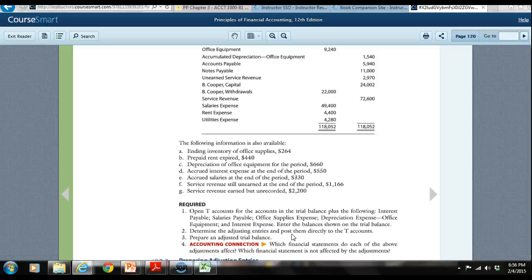Accrued interest expense at the end of the period is $550. What this means is interest on a loan. I wish they would just loan me money for free, but my looks don't cover it. So I have to pay money on this loan. It's a cost of taking out money. Now, I haven't paid it yet, but I owe it. So I need to show accrued interest expense of $550.